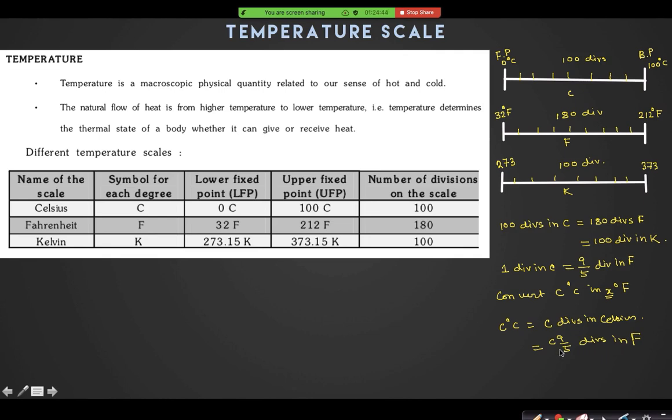C into 9 by 5 divisions in Fahrenheit scale. Now the Fahrenheit scale starts from 32, and if I move 9C by 5 divisions away from 32, then what will be my reading in Fahrenheit? 32 plus 9C by 5. So C degree Celsius is equal to 32 plus 9C by 5 degree Fahrenheit.